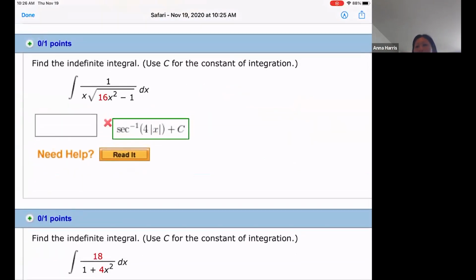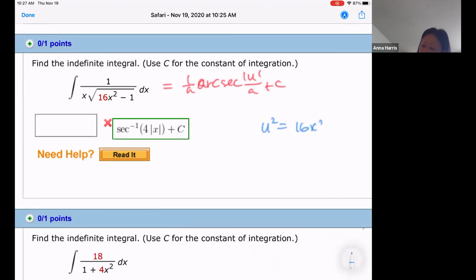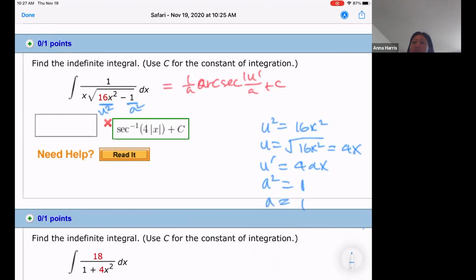All right, so this one definitely looks like what? Arcsecant. So I know this pattern has to be equal to 1 over a arcsecant u over a plus c. That's the pattern that I'm going to use. So now let's just write down what we know. u squared is equal to 16x squared, so u is equal to square root of 16x squared, which is 4x. u prime is equal to 4 dx. a squared is 1, so a is 1.